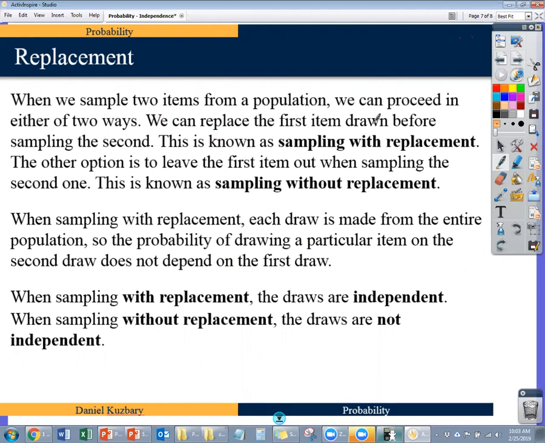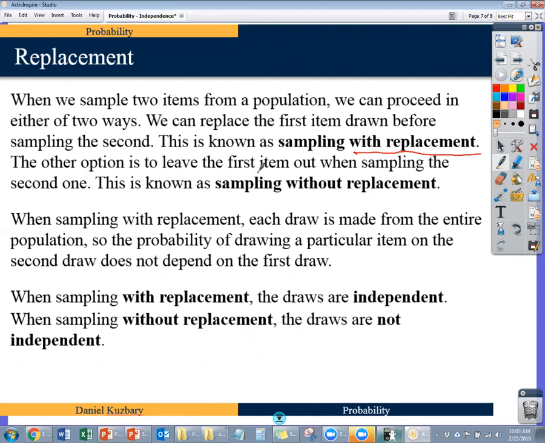We can replace the first item drawn before sampling the second. This is called sampling with replacement. So imagine I've got 10 marbles in a bag, and I pull one out, and then I want to draw a second one. Sampling with replacement would mean I put the one back in before I draw another one out. So there's 10 items again, and I draw another one out. I'm replacing the first thing, putting it back, and then drawing again.